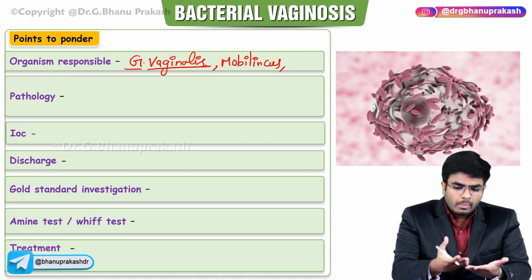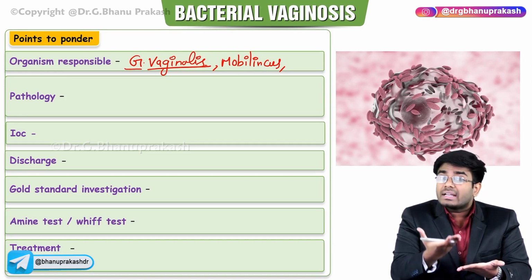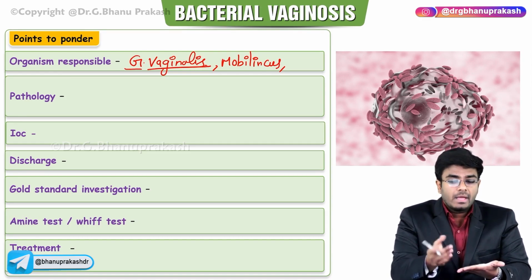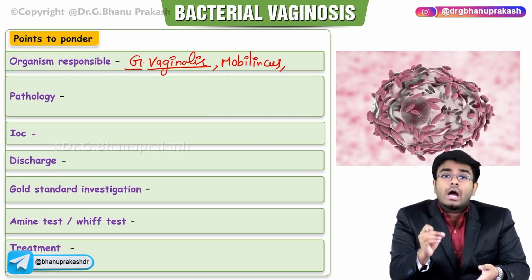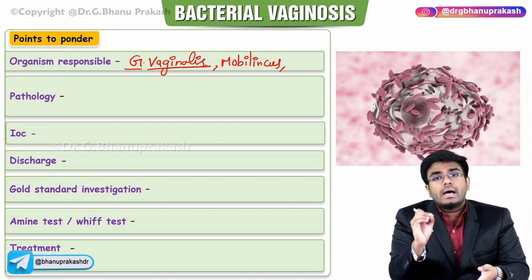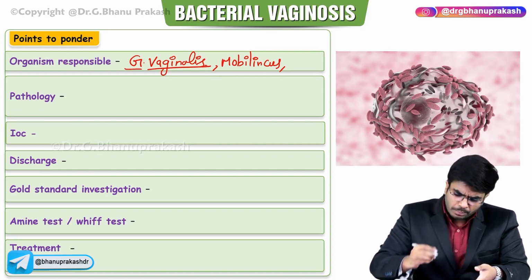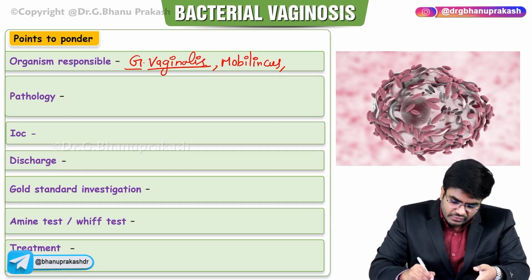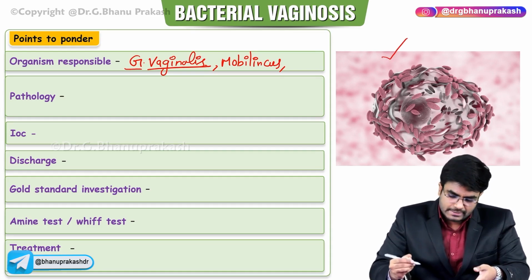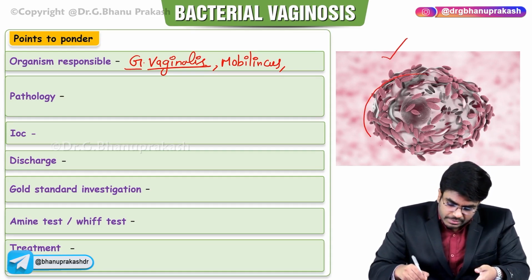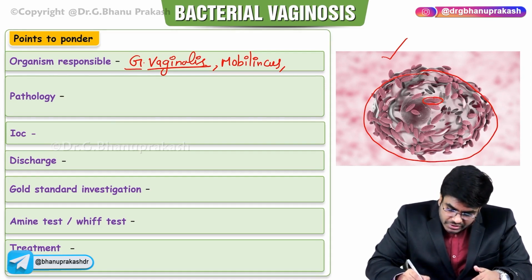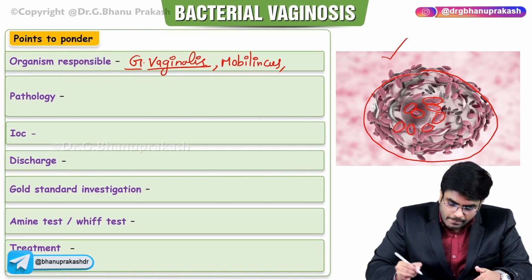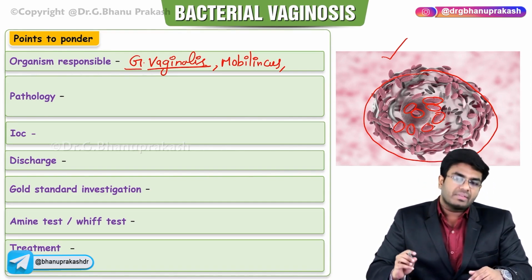Now, what does a microbiologist see under the microscope? In this discharge, there are vaginal epithelial cells onto which the bacteria are adherent. Please see on my top. In this figure, you can see a vaginal epithelial cell over which small pink color structures are adherent. These pink structures are nothing but the bacteria, our Gardnerella vaginalis.